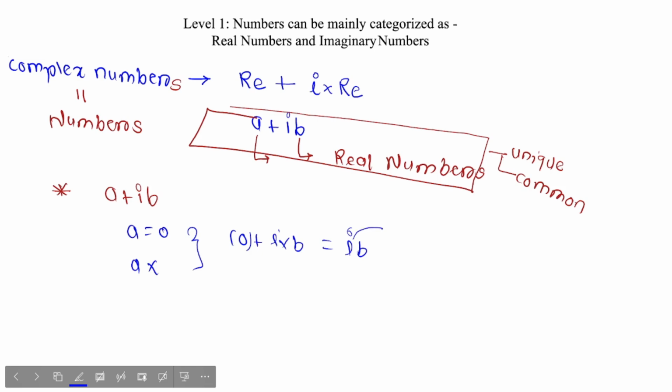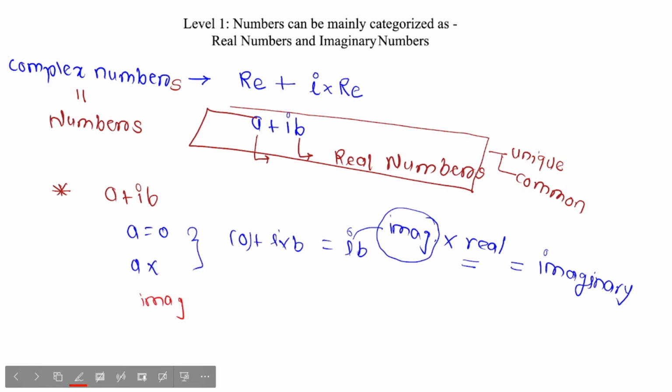So this imaginary parameter is multiplied with a real number. But we cannot call this number real, because the imaginary parameter is attached to the real number. So this is a purely imaginary number. From this we have cleared our definition of imaginary number: it is obtained by multiplying the imaginary parameter with a real number.